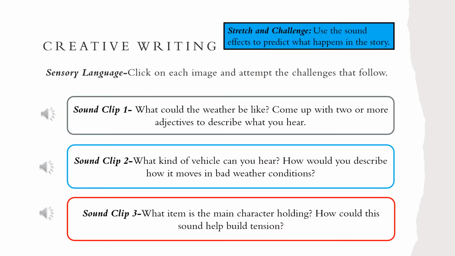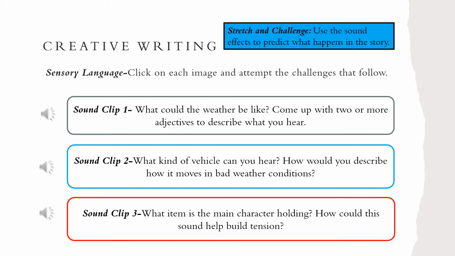As we said earlier on in the video, the main thing we're going to focus on is sensory language. Primarily what we're going to do now is look at 3 different sound clips, and each of these are going to help you to think about the kind of atmosphere or even the setting that we're going to be writing about.